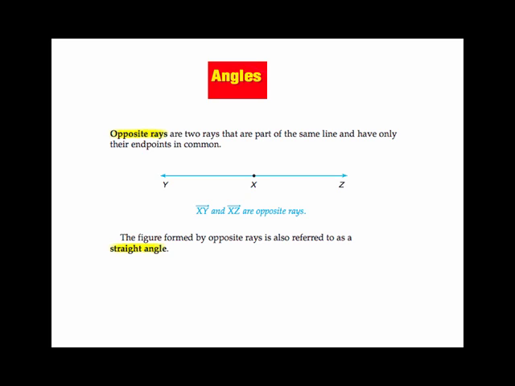Last week we talked about rays. Opposite rays are two rays that are part of the same line and have only their endpoints in common. In the example that we see here, the ray XY and the ray XZ are opposite rays. X would be the endpoint for both of those rays. The figure formed by opposite rays is also referred to as a straight angle, but most of the time we will call it a line.